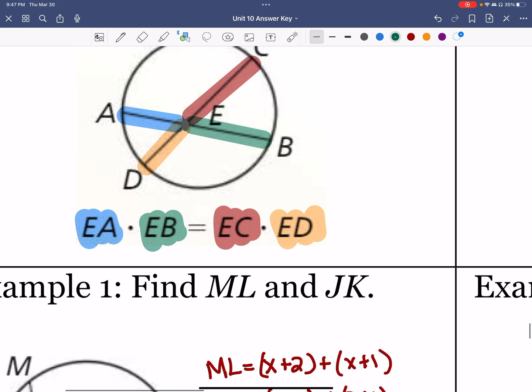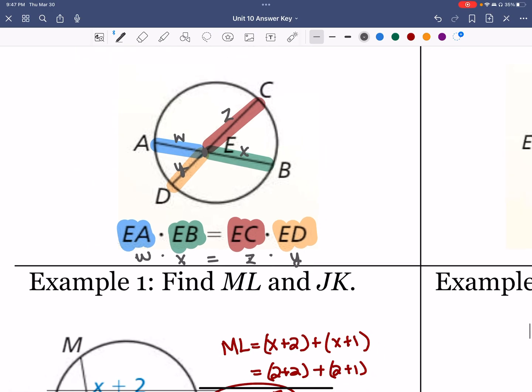Another good thing to kind of help out here is if I were to give these letters and say that this is W, X, Y, and Z. I can say W times X is going to equal Y times Z. And that just kind of gives me some letters to use as well.